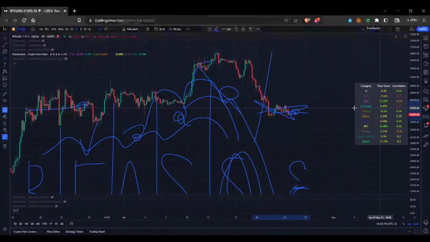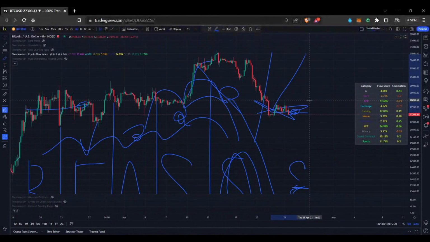If we have a -1 correlation, it means things are probably going up. It means they're doing the exact opposite of what we'd expect the general market to be doing. So a negative correlation usually indicates it's moving independently from everything else, and especially when it has a positive flow score, it means that it's definitely outperforming most things.